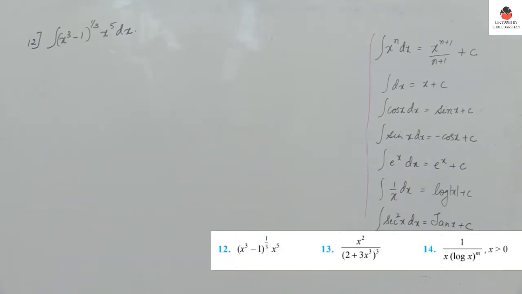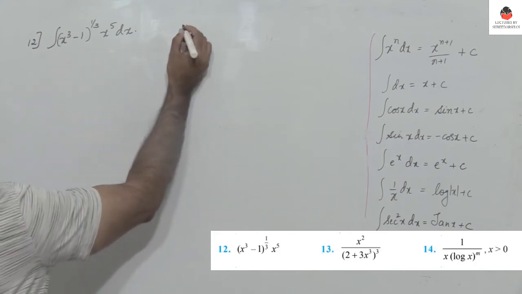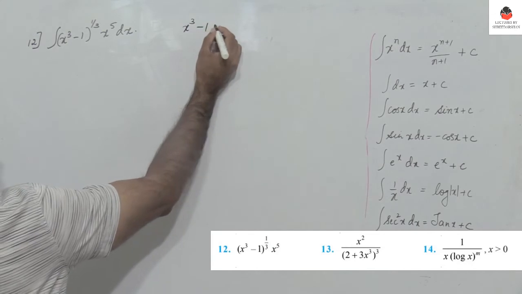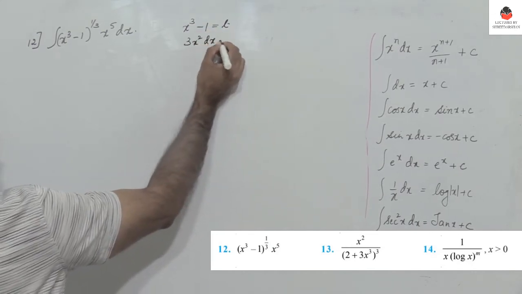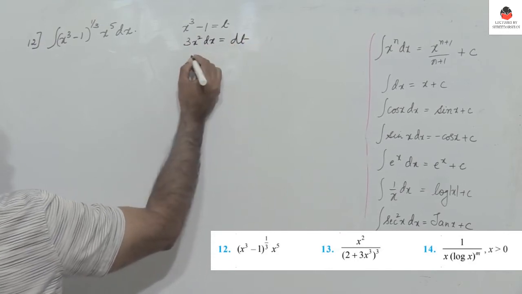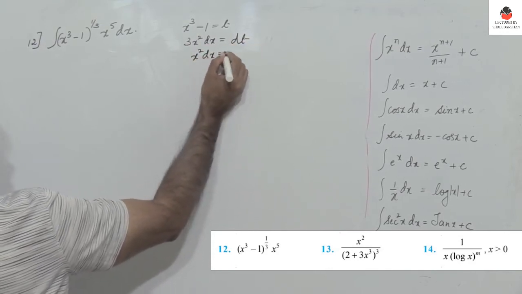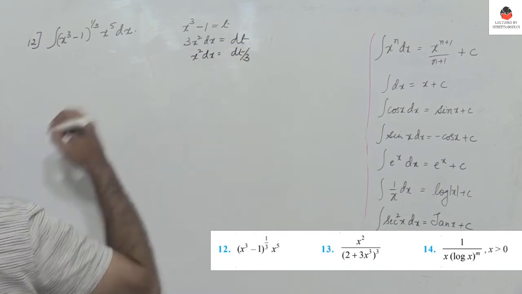So integral x cube minus 1 whole power 1 by 3 into x power 5 dx. So now make the substitution. x cube minus 1 equals t. So this is 3x square dx equals dt. So what is x square dx? It is dt by 3.